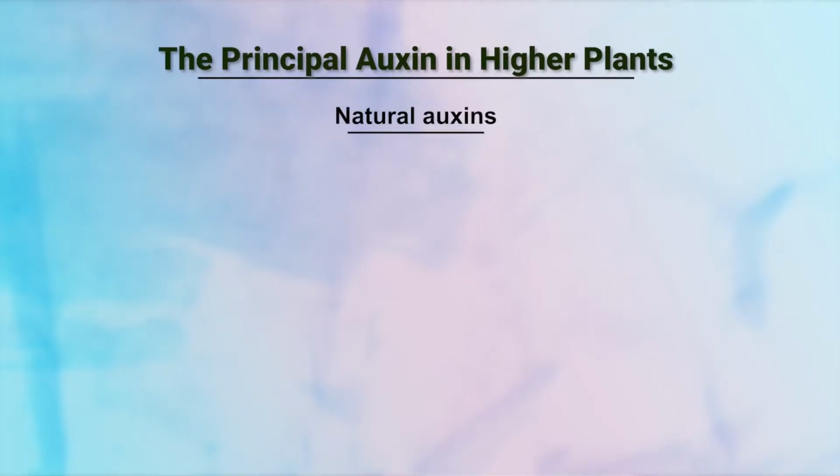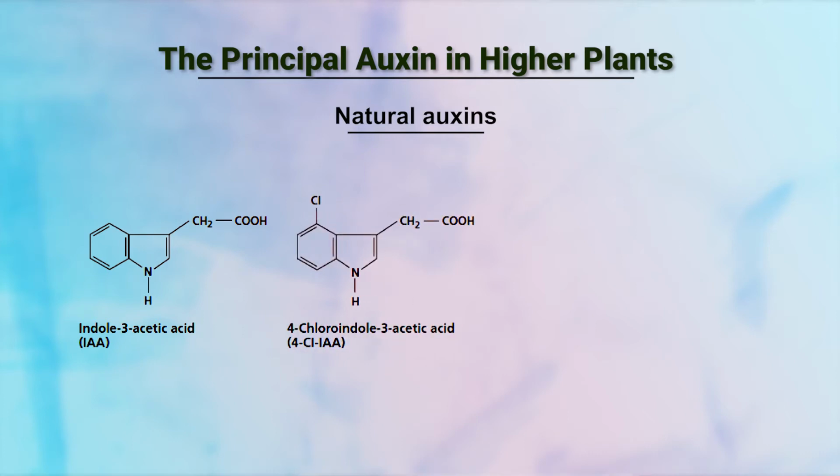Hello viewers, today we will talk about auxin, the first plant hormone to be discovered and characterized. As you can see, the natural auxin is indole-3-acetic acid. There are two more natural versions. One is 4-chloro-indole-3-acetic acid and another is indole-3-butyric acid.